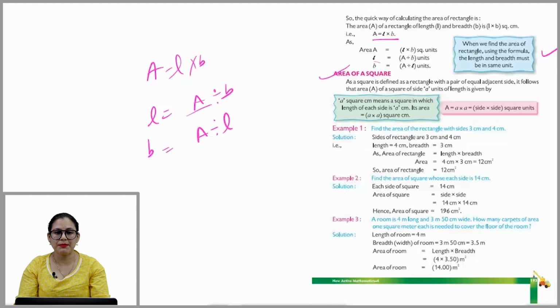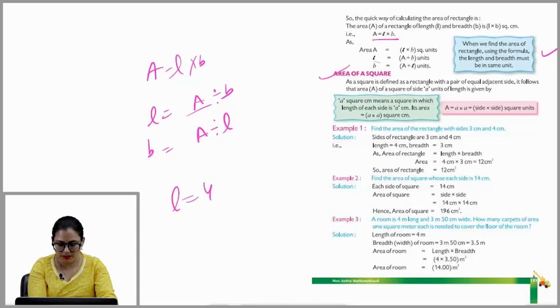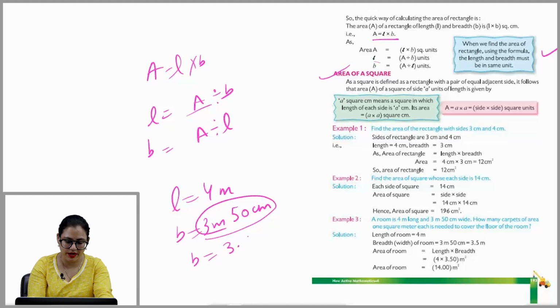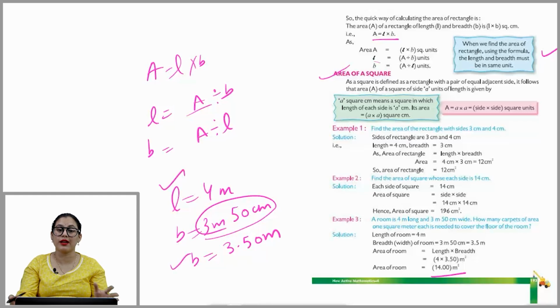Okay. Example 3. A room is 4 meter long and 3 meter 50 centimeter wide. How many carpets of area 1 square meter each are needed to cover the floor of the room? So in this question also we need to find the area of the room, but here see, length is 4 meter but breadth is 3 meter 50 centimeter. So first you will convert this into meter. So it will become 3.50 meter. Now you will multiply length and breadth and you will get the answer, that is the area of the room, which is 14 meter square.